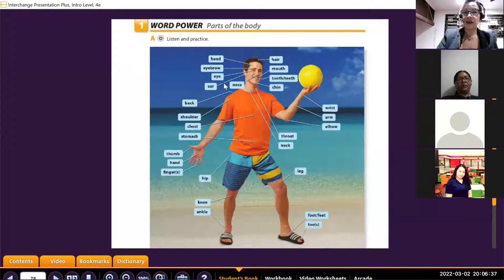¿Algo más que les llame la atención de por acá? ¿Nada? Ok. Entonces les voy a poner el audio dos veces más para que ustedes repitan. Y pues igual, si luego surge alguna pregunta, pues me hacen saber.